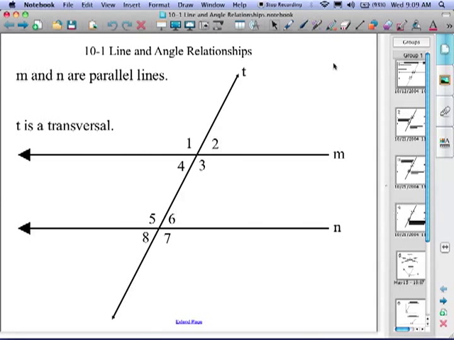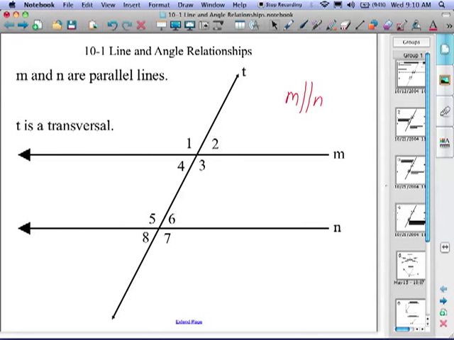10-1, line and angle relationships. We are told in the upper left-hand corner that M and N are parallel lines and T is a transversal. M is parallel to N, that's the way to write a parallel line, and T is a transversal. And a transversal is simply a line that crosses a pair of parallel lines.